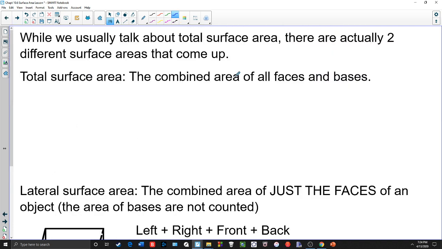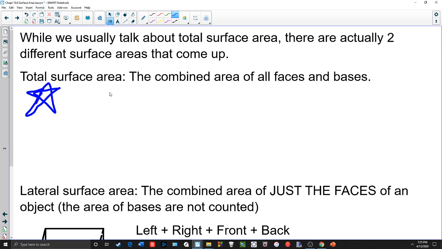So there are actually 2 types of surface area. Total surface area is the one that we deal with the most. So if they don't tell you otherwise, assume it's the total surface area. If they don't say, you're assuming you're working with total. That's just the combined surface area of everything altogether.